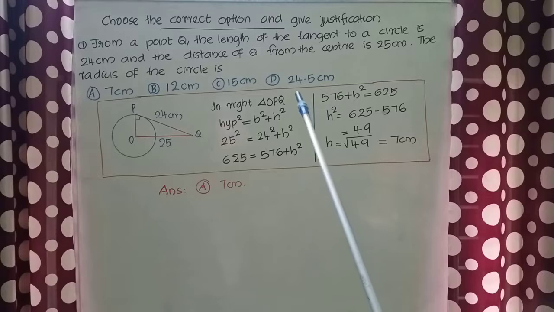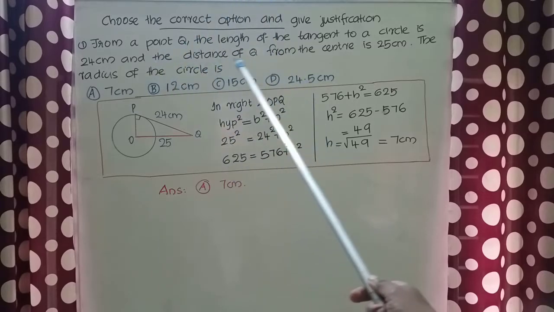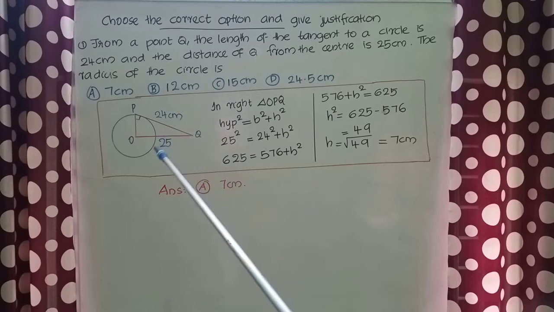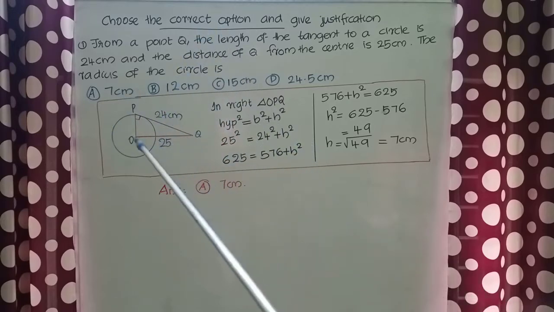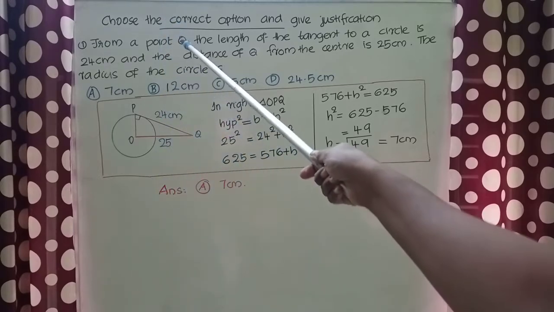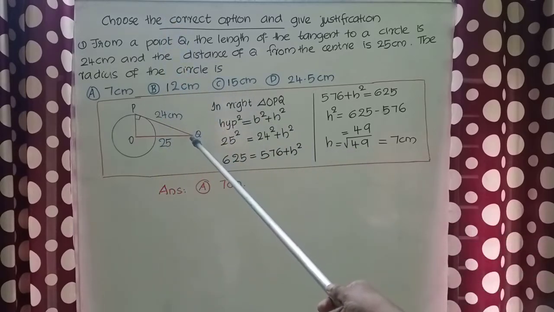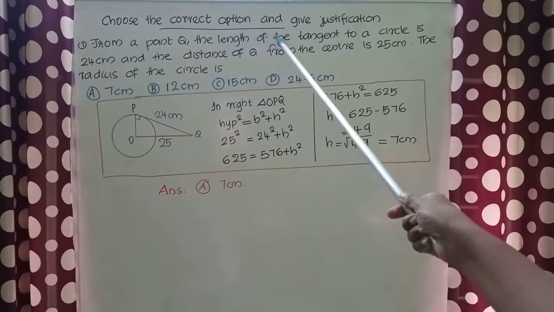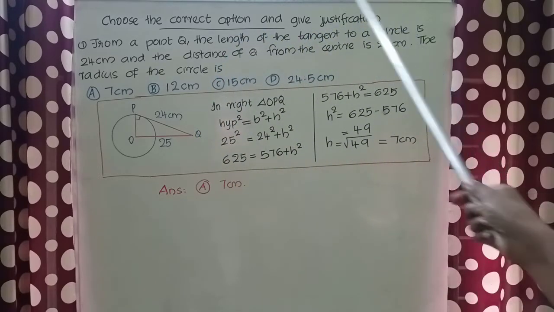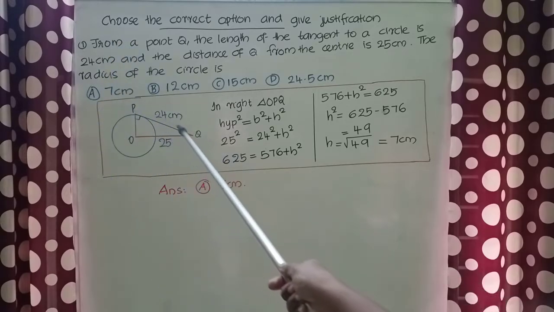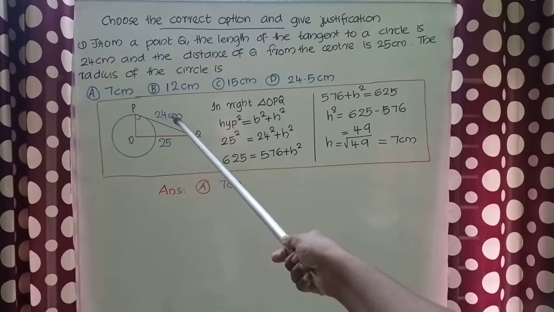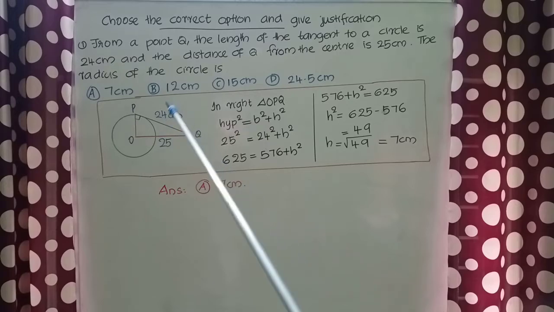So, to find out the correct option, let us draw a figure first based on the question. Here I have drawn a circle with the center O. Then it is given in the question an external point Q. Then the length of the tangent to the circle is 24 centimeter. Here the tangent is PQ. It is marked here 24 centimeter.